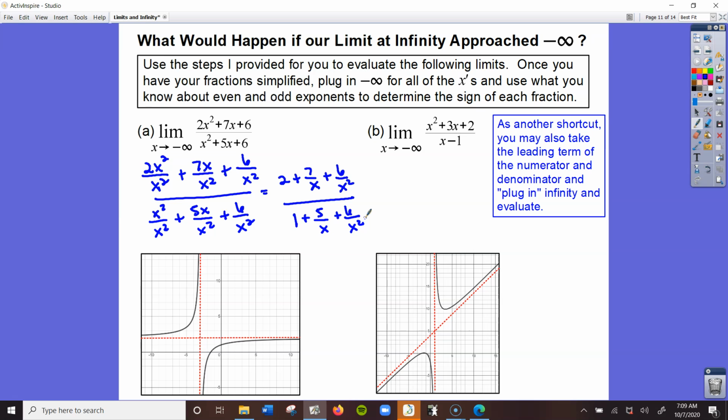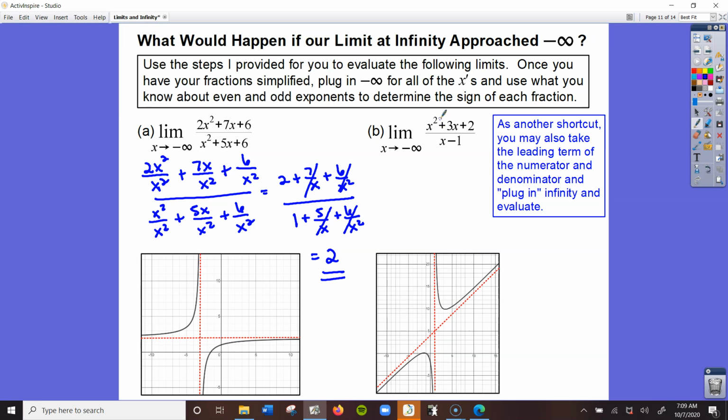If you were to plug in negative infinity, those fractions would still be 0, because if you divide a number by a negative number and it's approaching 0, 0 is neither positive nor negative, so it doesn't matter. What we're left with is 2 over 1, so 2. So if your limit is x approaching negative infinity and there is a horizontal asymptote, it will not make a difference. You would still get the same answer as you did for x approaching infinity. Now, over here in this example, however, let's just use the shortcut.